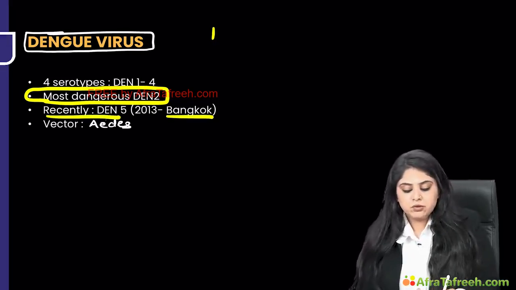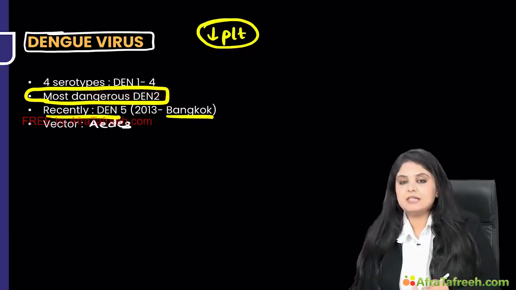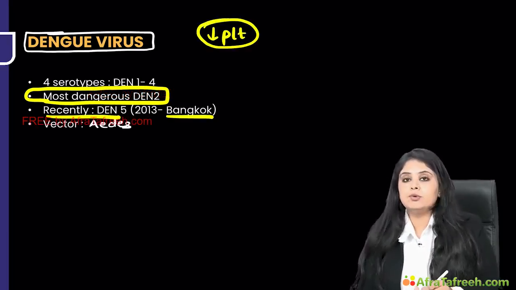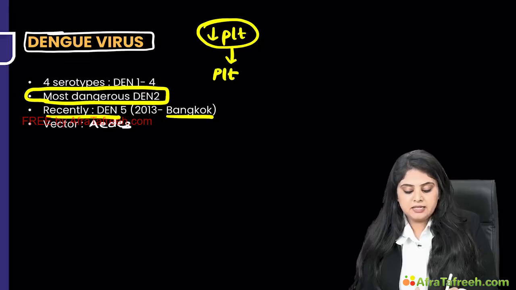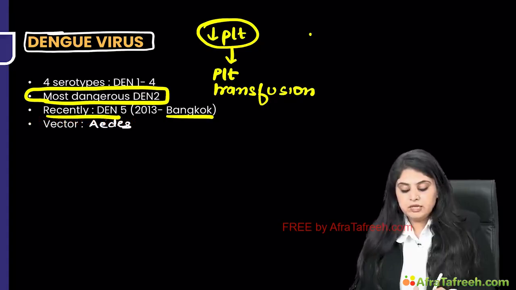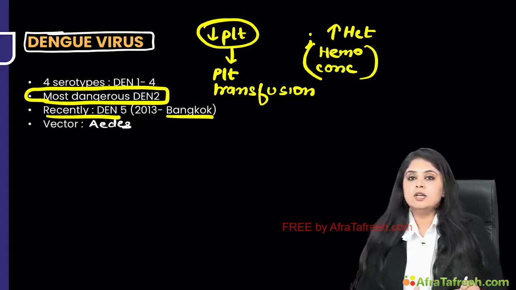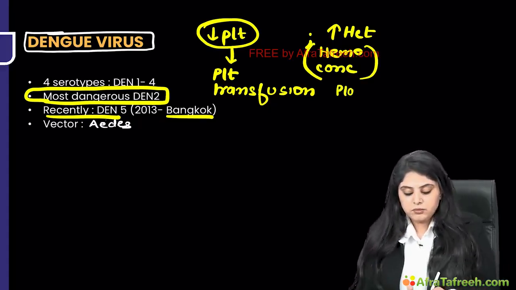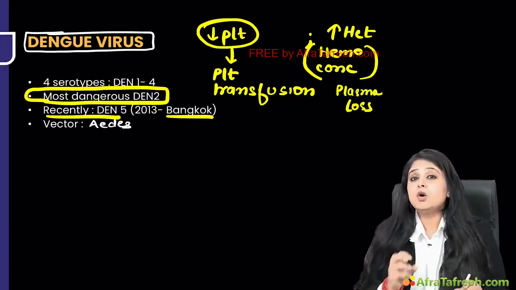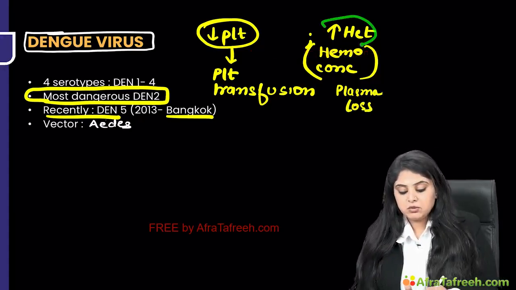So I'm sure all of you know that dengue fever is characterized by a decrease in the platelet count. So what are you going to do? We are always going to go in for platelet transfusions. But is that the only thing that is altered in the blood? No. There can also be an increase in the hematocrit. Basically, these patients suffer from hemoconcentration. The plasma, the water of the blood, is going to get lost. So when there is plasma loss, the blood becomes very concentrated, which means the hematocrit will increase.